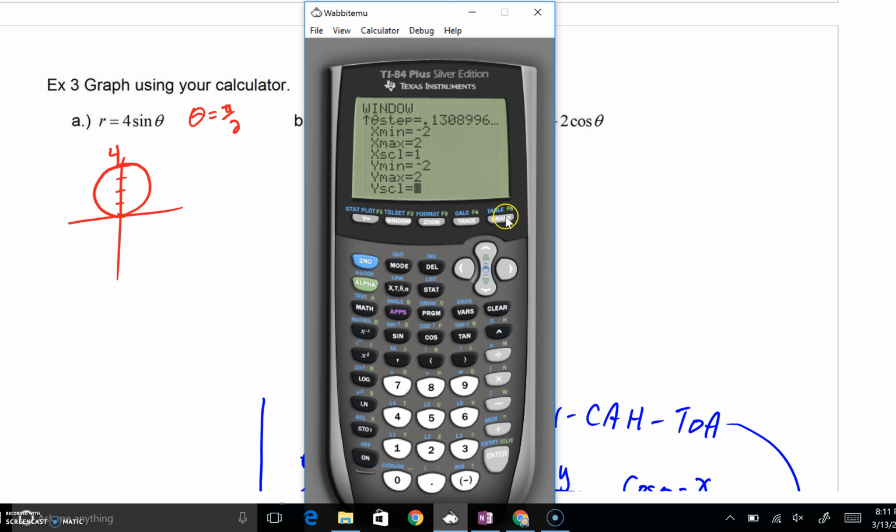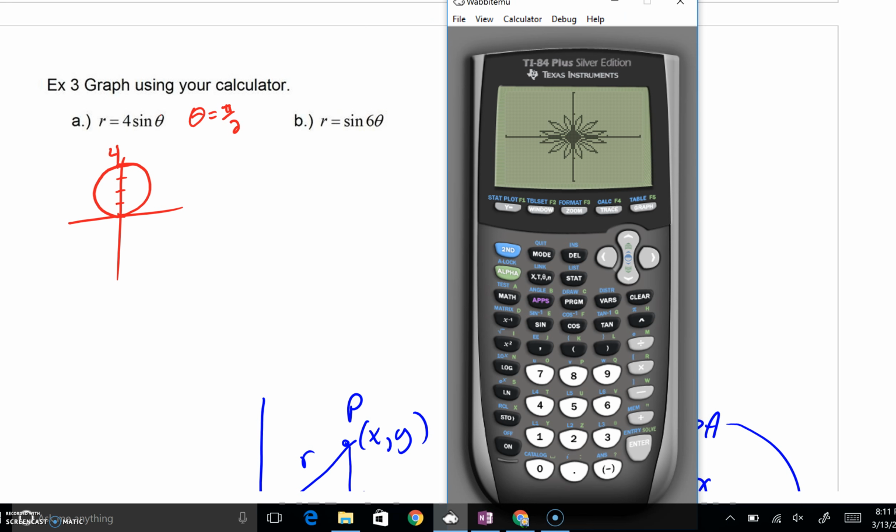And as we hit graph here, you can see that we get a little bit of a surprise. In fact, perhaps it's quite a big surprise as we're looking at this. This sine of 6 theta, you can see we've got a multi-petaled rose. And that's something that we shouldn't be too shocked to see. So these pictures can get to be rather nice looking. And we'll definitely be picking up with that soon.